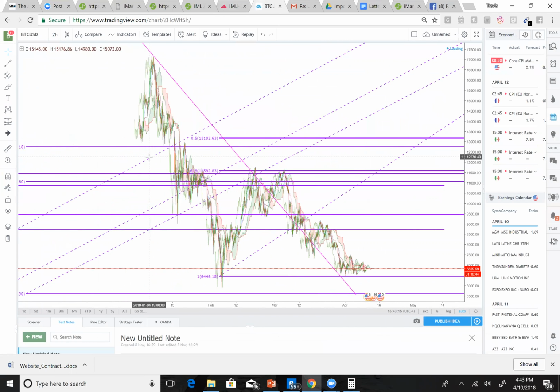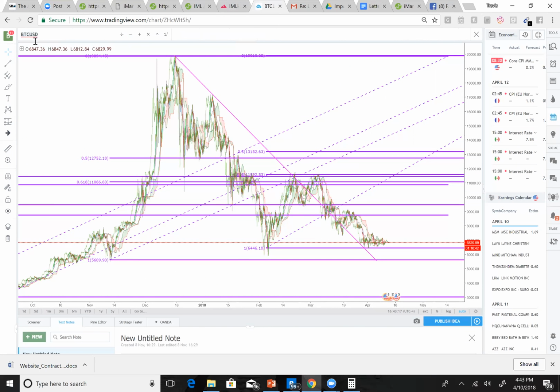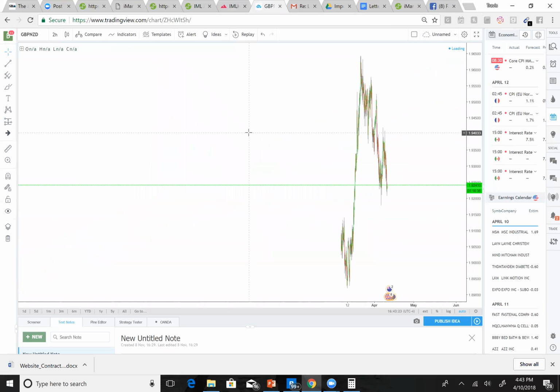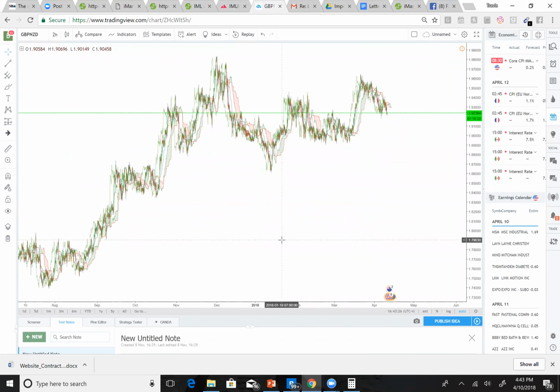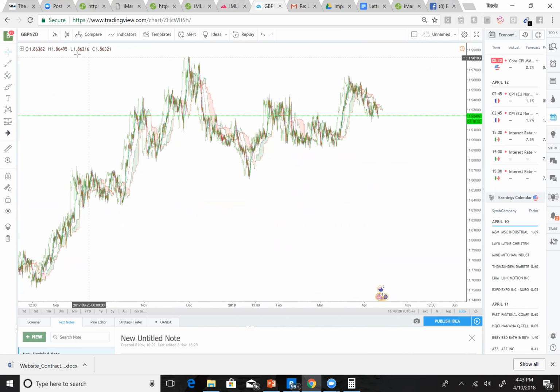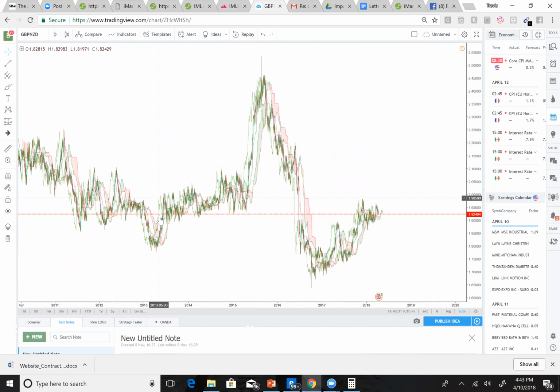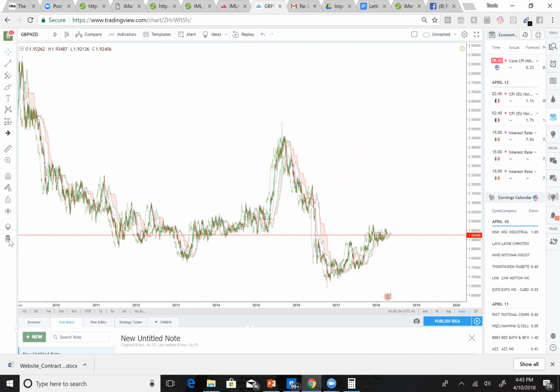All right, GBP NZD. The first thing that I want to do is go back to the day chart. Let me remove my drawings. Always try to get a clean screen.